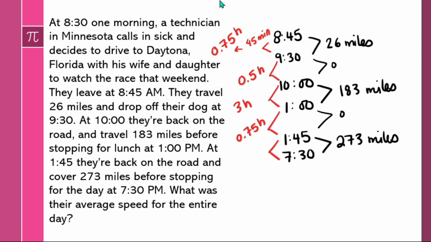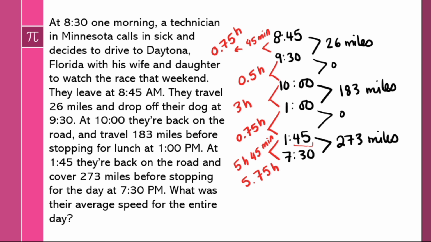This last one ended up being tricky no matter how you look at it. I always do, I'm like, well, if it had been 1:30 to 7:30, it would have been 6 hours. But I started at 1:45, so I've got to do 6 hours minus that 15 minutes. I'm over, so I'm going to have 5 hours, 45 minutes, which I'm going to convert to 5.75 hours.